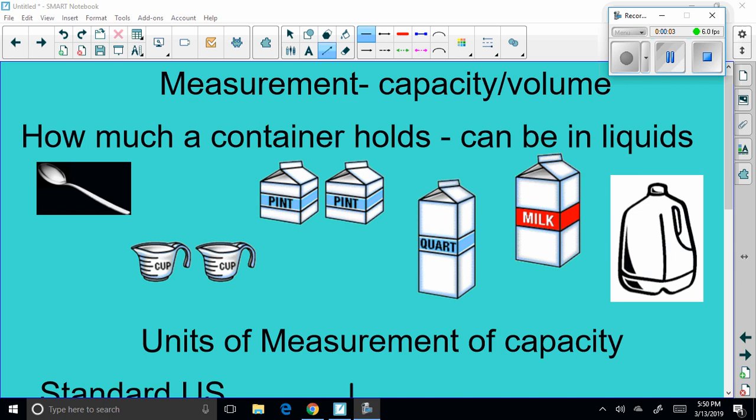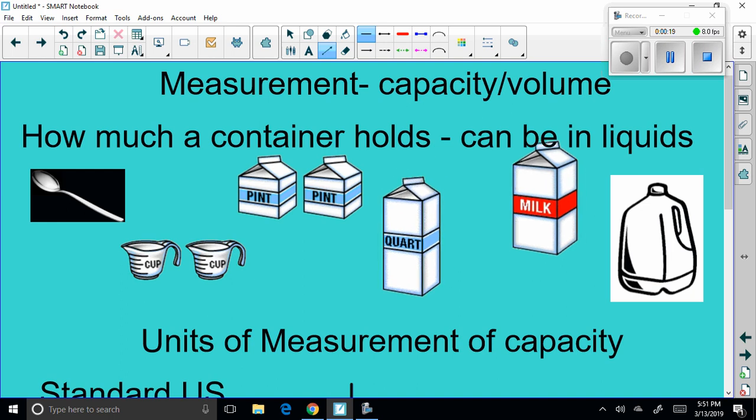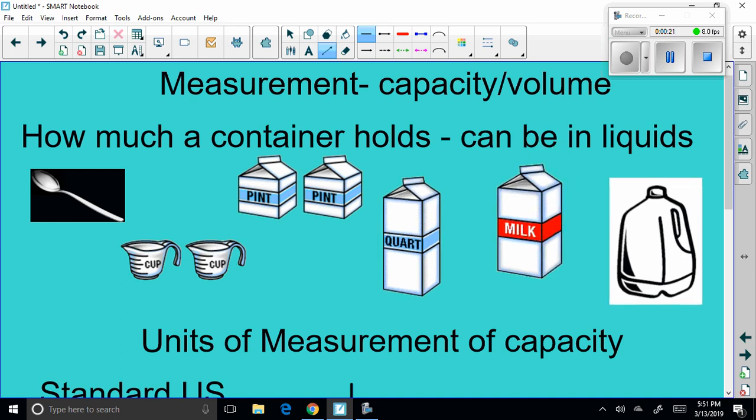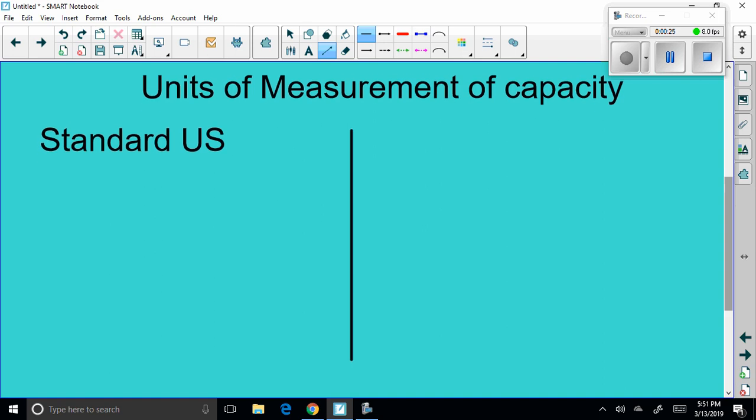Measurement, capacity and volume. Capacity and volume is how much a container holds. It can be in liquids. Some of the tools we use to measure capacity include teaspoons or tablespoons, cups, pints, quarts, half gallons, and gallons. And so some units of measure that we use here, standard in the U.S., are teaspoons.